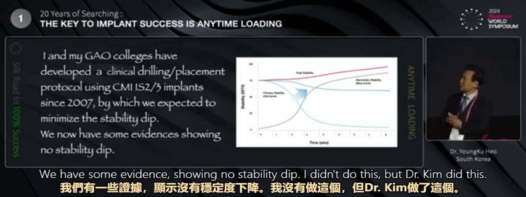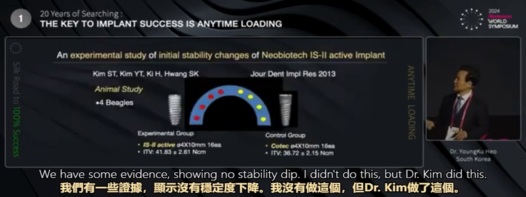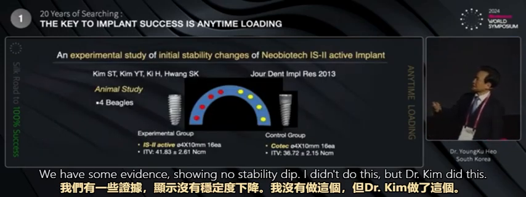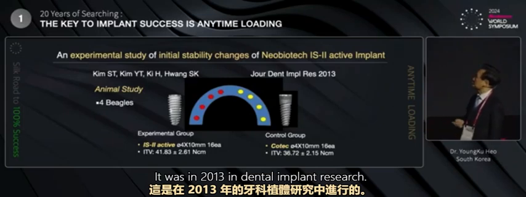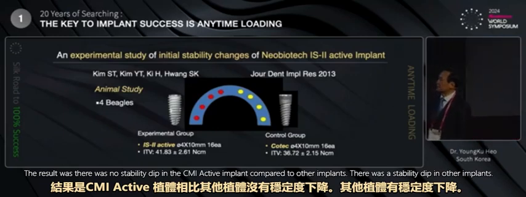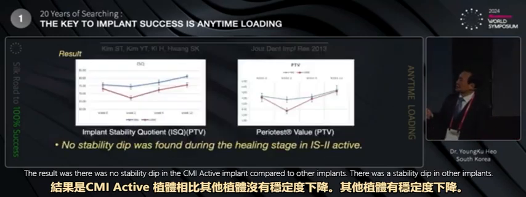So we did a study. No, I didn't do this, but somebody did, the study by Dr. Kim, and it compared the IS2 active with some other implants. They followed their own protocol to see whether there is any stability dip or not. It was 2013, and the result was there was no stability dip in the CMI active implant compared to other implants. There's a dip there.